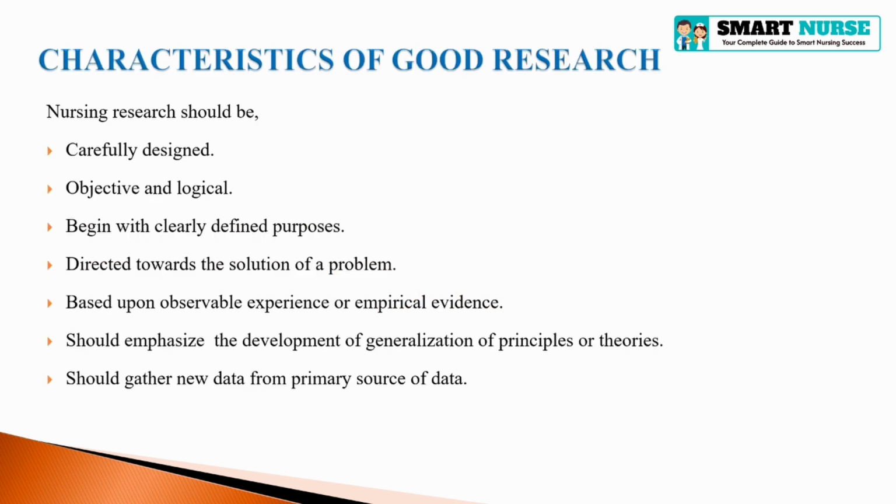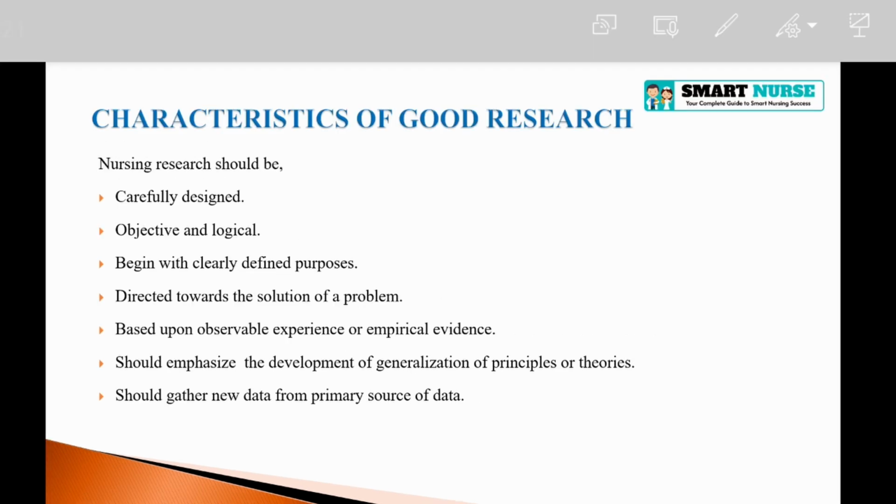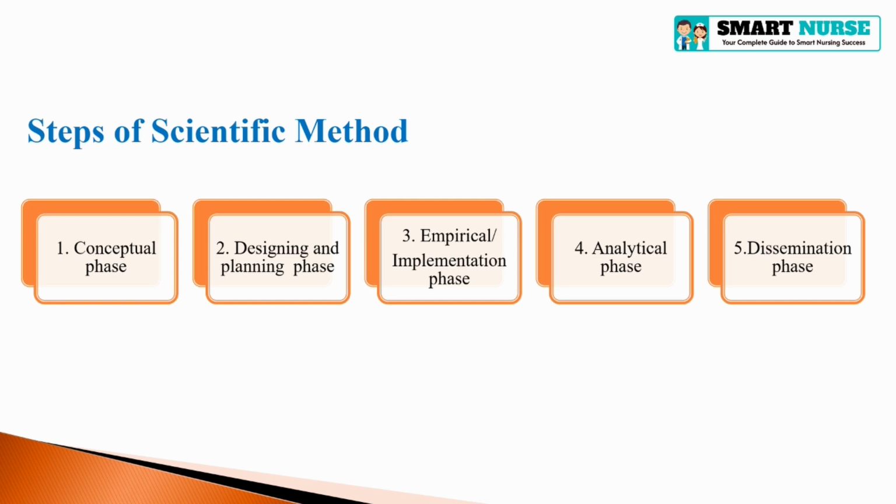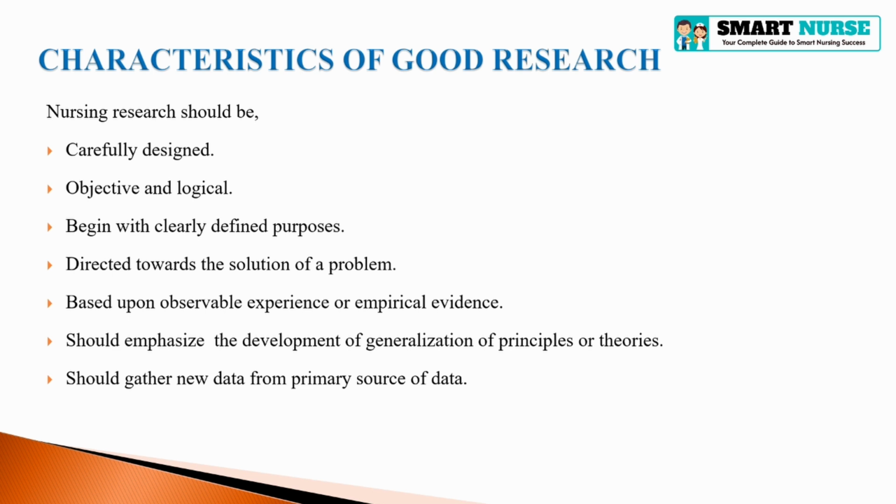So in that, first you can see very carefully the characteristics of good research. What is good research? Previously we studied the steps of the scientific method: first the conceptual phase and description, then the designing and planning phase, empirical implementation phase, then analytical, where you analyze, and then the dissemination phase. So in this scientific method, there should be some characteristics of a good scientific method. In that, carefully designed, objective and logical, very important.